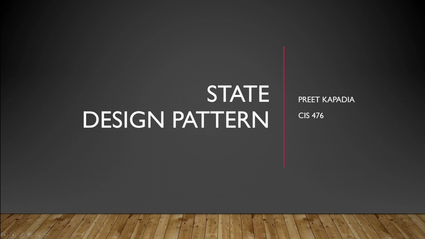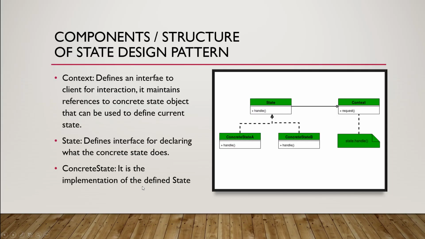Moving right into it, let's take a look at the components and structure of the state design pattern. There are three main components, starting with the context, which defines an interface for the client to interact with. So basically, it creates an interface for the state. A state would be something like an ATM state or traffic light state, whereas the context would be the actual traffic light, an ATM, or a vending machine. So that's what the context would be.